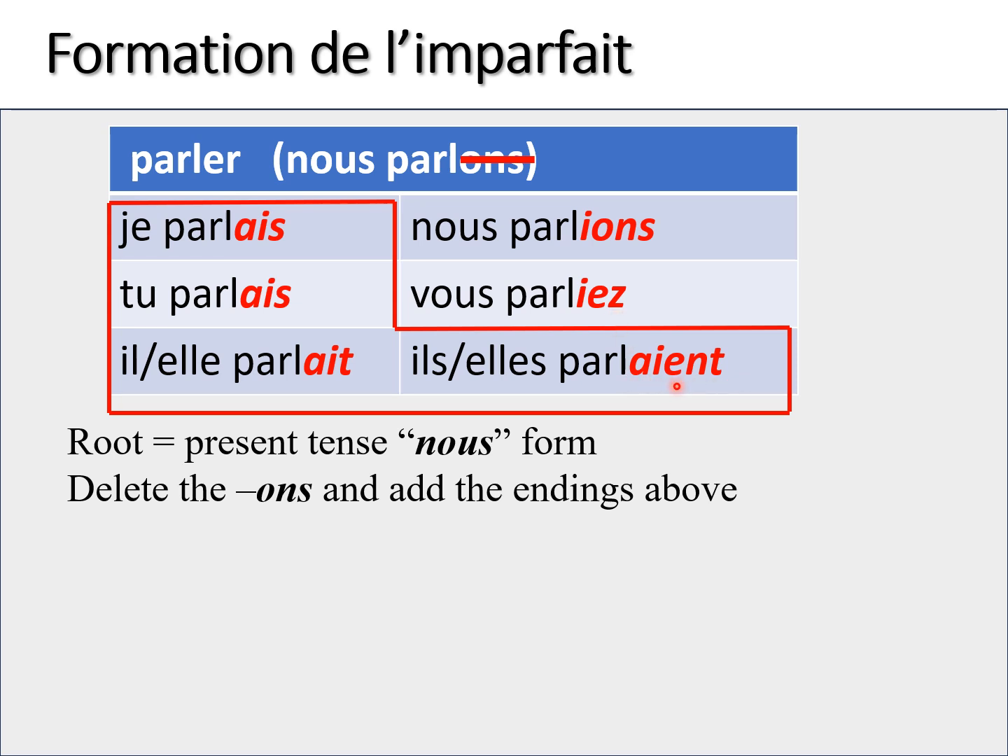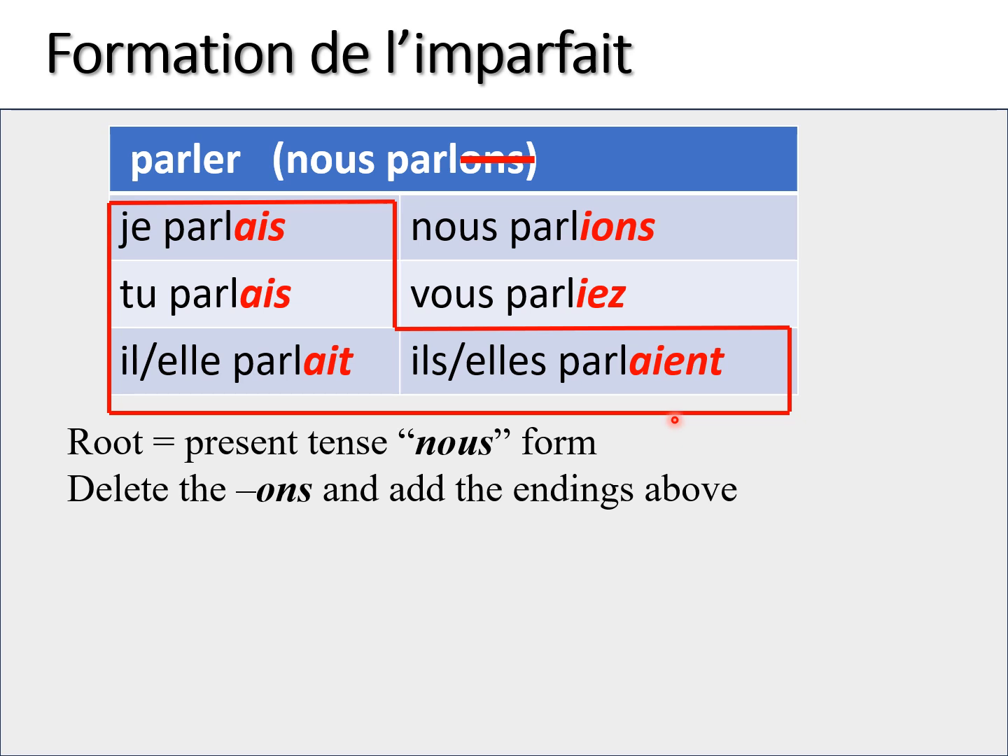Five letters, AIENT. And guess what? Inside this red boot, they're all pronounced the same. So repeat after me. Je parlais, tu parlais, il parlait, nous parlions, vous parliez, ils parlaient. So notice you can't tell the difference between the singular il parlait and the plural ils parlaient. Do not pronounce that ENT.